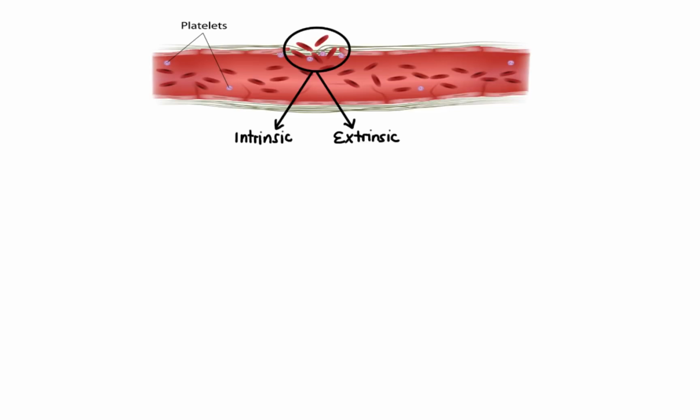So the intrinsic pathway starts with clotting factor 12, which is activated when blood comes into contact with the collagen in the damaged vascular wall. And here, A next to the Roman numeral stands for activated. This sets a series of reactions that leads to activation of factor 11, which then activates factor 9, which then activates factor 10.